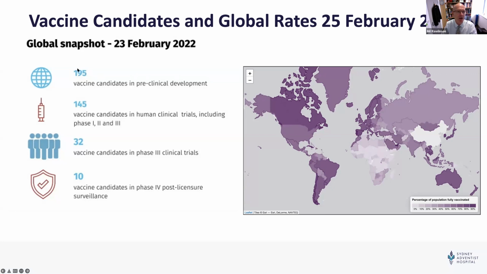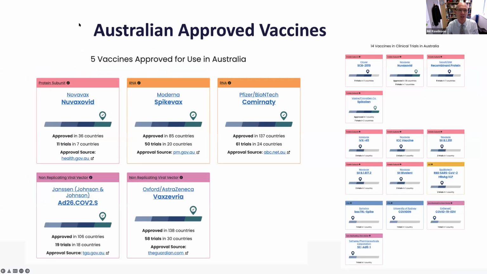Currently there's 195 vaccine candidates in preclinical development. There's 32 in phase 3 trials, that is in human final trials, and 10 undergoing phase 4 post-licensure. These are the figures for Australia. There are currently 5 vaccines approved in Australia.